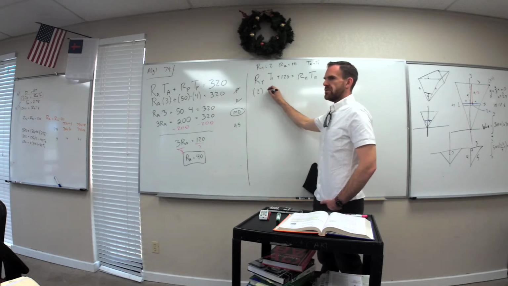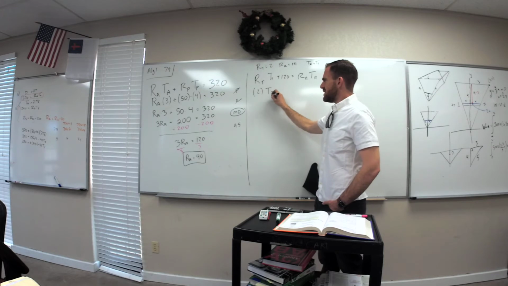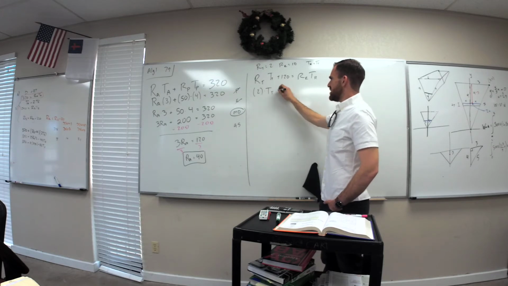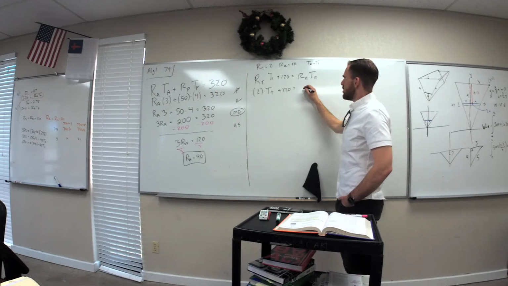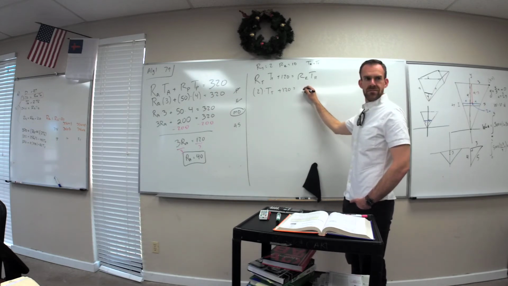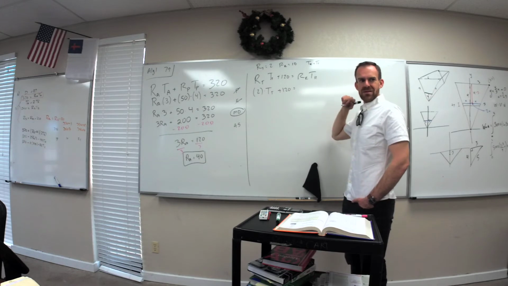Now you don't know what TT is. Okay, so I'm going to leave it as TT. So I have 2 times TT plus 120 equals what, Kara? The right side of the equation, please.